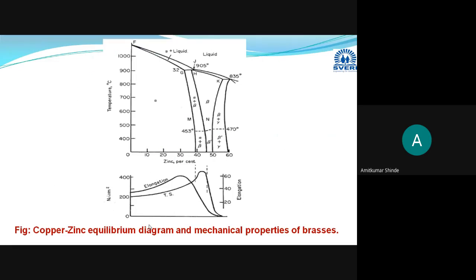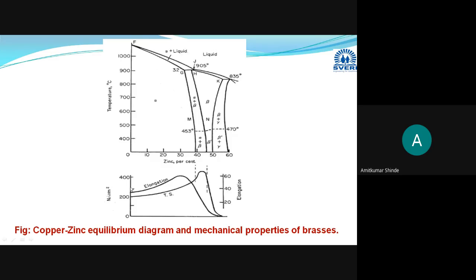In that, I have taken the equilibrium diagram directly here. This we may be asking in your exam. This is a very important equilibrium diagram, and from it you can easily understand the classification of the brasses. First, you can draw this diagram. The top diagram is the equilibrium diagram, and the bottom diagram shows the mechanical properties.